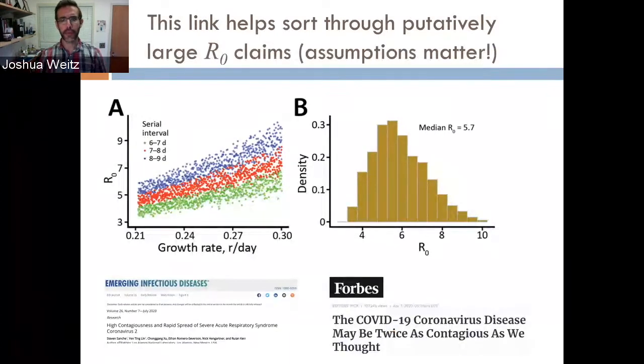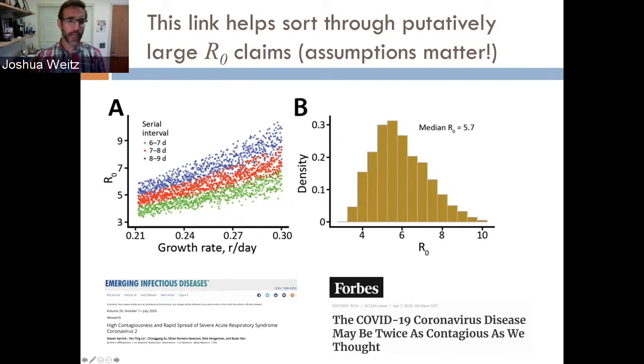This link also helps you sort through putatively large R0 claims, and really helps you parse through headlines in the news. And you may recall, a little over a year ago, there was a brief period in which the claim was that the COVID-19 disease was twice as contagious as we thought. And since I really hadn't heard of any evidence that all of a sudden it was twice as contagious, immediately when I saw this kind of headline, it occurred to me maybe they were making a different assumption about interval distributions. These are the values that they inferred and are now closer to 6, whereas most prior work had estimated this closer to 3.